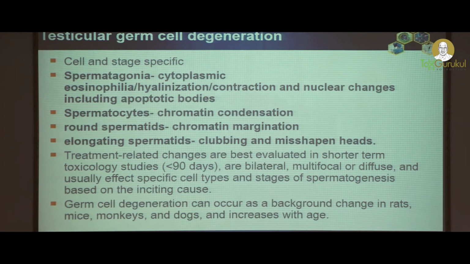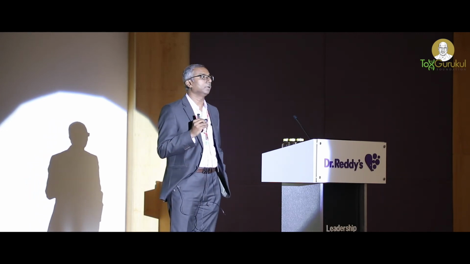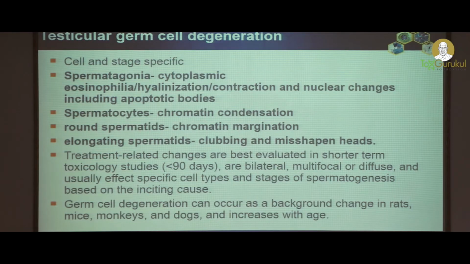Very important for both of us that if at all there is a test article related effect, apart from the stress effect, it is always bilateral, multifocal, diffuse, and in the early stages you would see cell and stage specific changes in the spermatogenesis, that depends on the inciting cause. This germ cell degeneration can also occur as a background change in all of the preclinical species, and it increases with age.